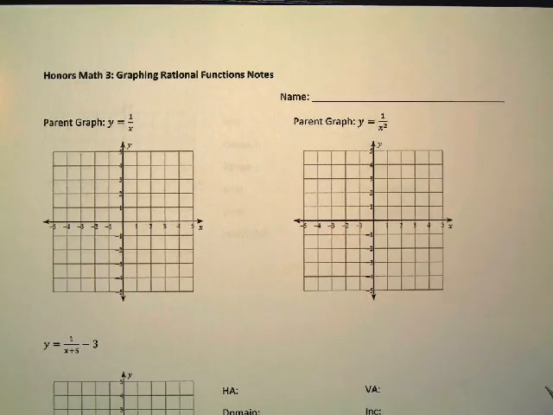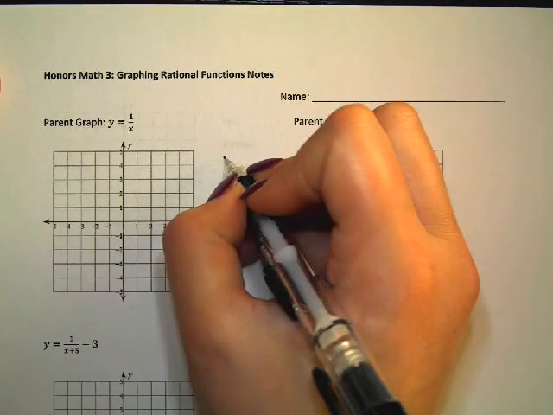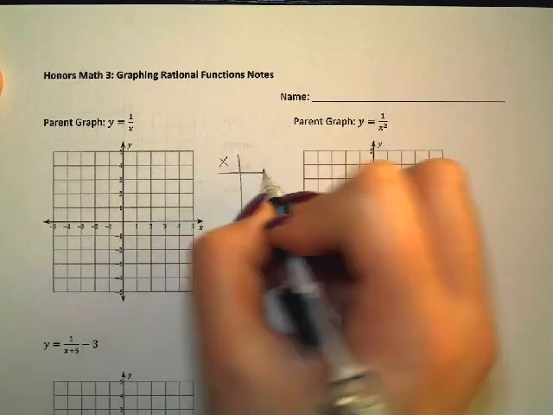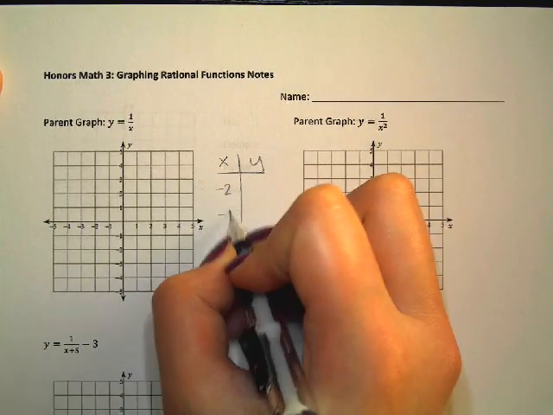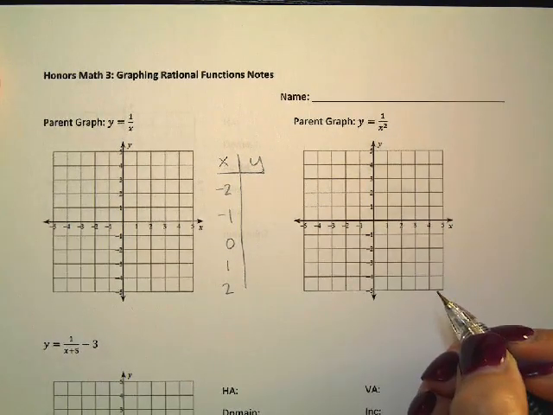All right, these notes are going to be on graphing rational functions. So first we have the parent graph y equals 1 over x, and we're going to go back to making our tables. So I'm going to plug in -2, -1, 0, 1, and 2.